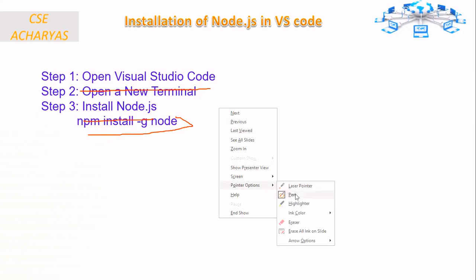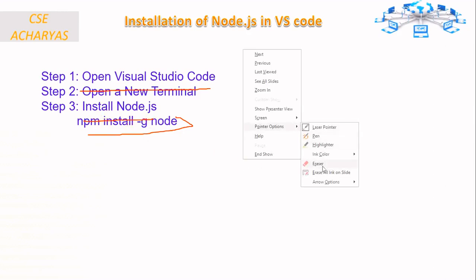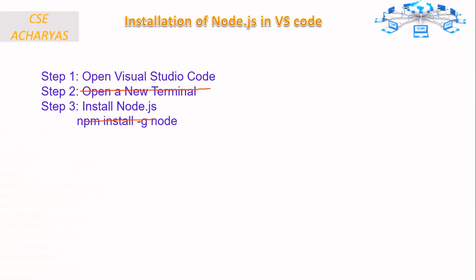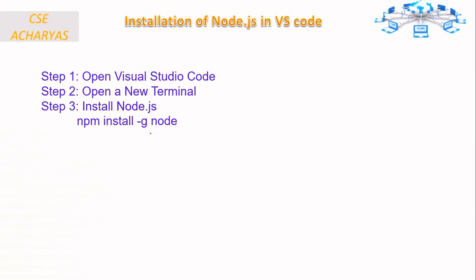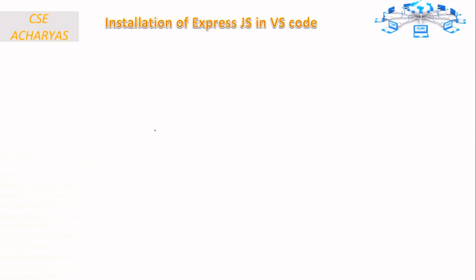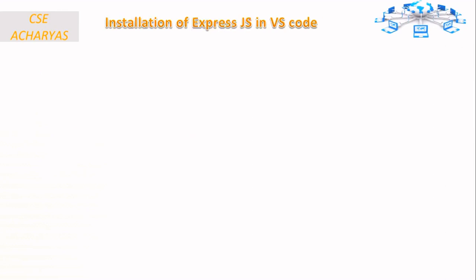I'll erase this. One second. I'm erasing this. Yeah, now you can see better. Yeah, npm install -g node. This is the way to install Node.js in Visual Studio.